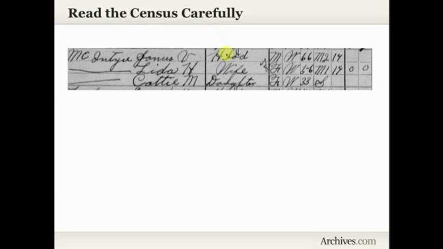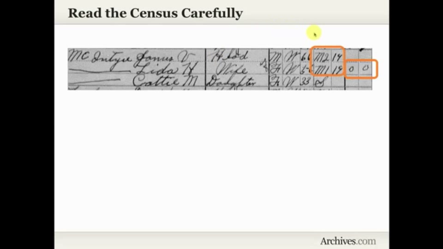And also remember that this question about relationship just refers to the relationship to the head of household. I've seen a lot of people that would read this household like this. Here we have James and Lida McIntyre and their daughter, Caddy. Well, daughter is just referring to her relationship to James. Let's read this record a little bit more closely. We see that Lida is reported as having no children, living or dead.